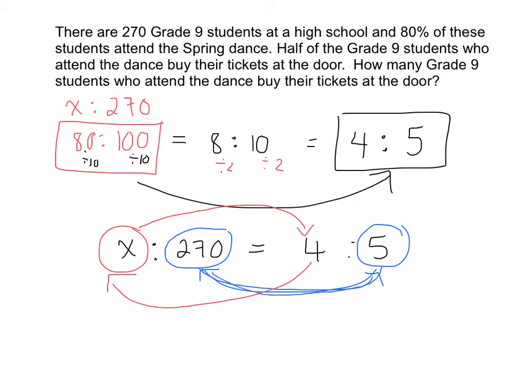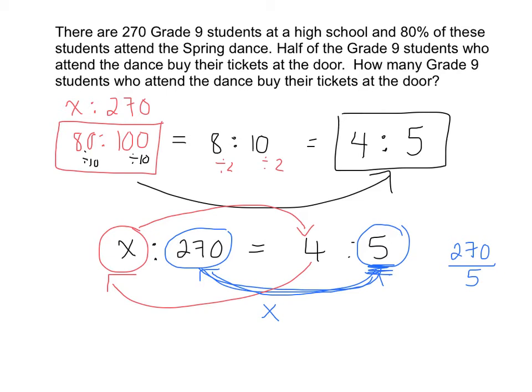5 multiplied or divided by something will give us 270. Do you think we would multiply or divide to get to 270? Well, since the number we're starting with is smaller than 270, we must have to multiply to get to a larger number. So 5 times something gives us 270. How are we going to find that missing factor? Well, remember, the opposite of multiplication is division. So if I take 270 and divide it by 5, we can figure out the missing factor.